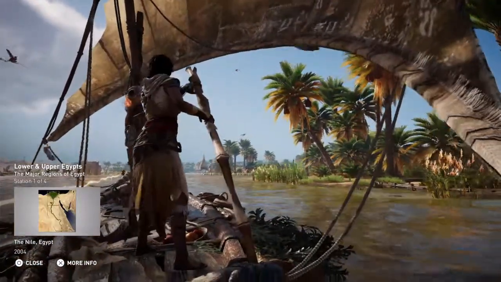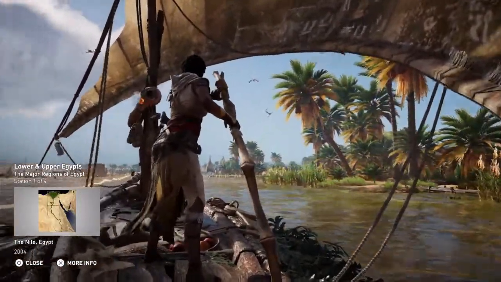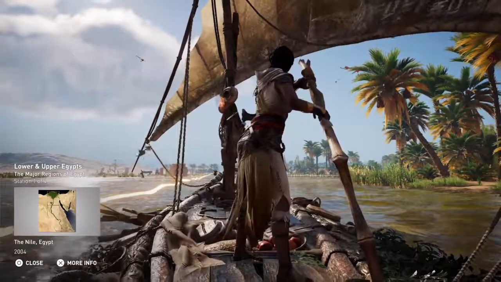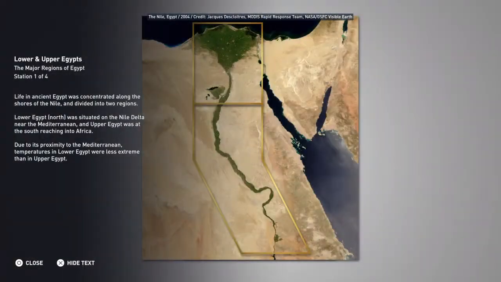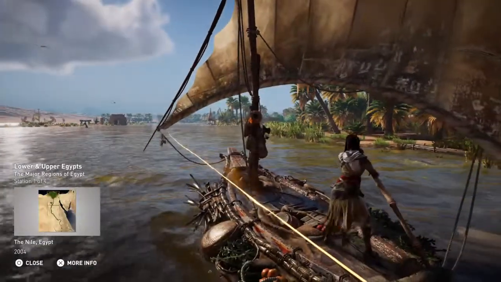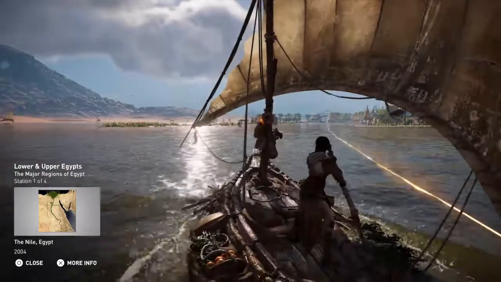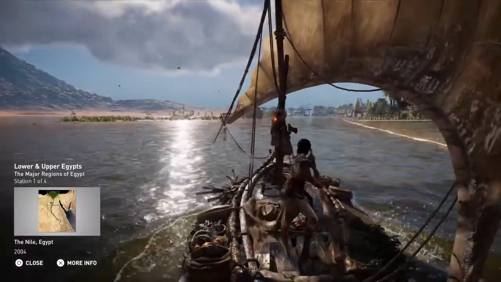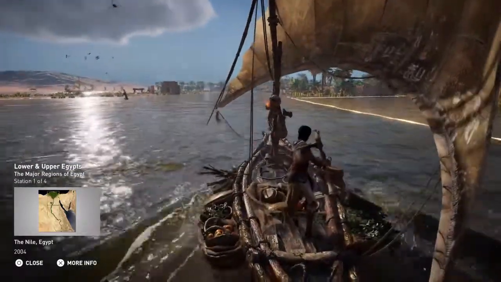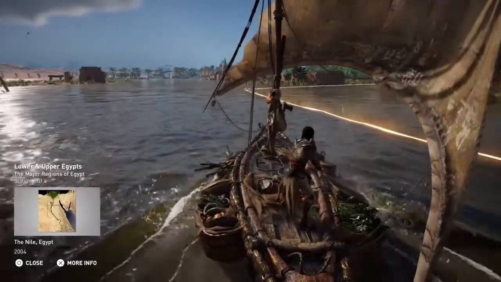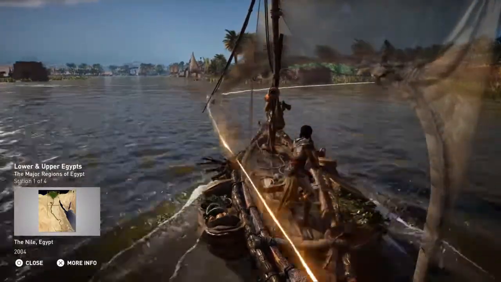Life in ancient Egypt was concentrated along the shores of the Nile and divided into two regions. Lower Egypt was situated on the Nile Delta near the Mediterranean, and Upper Egypt was at the south reaching into Africa. Due to its proximity to the Mediterranean, temperatures in Lower Egypt were less extreme than in Upper Egypt.